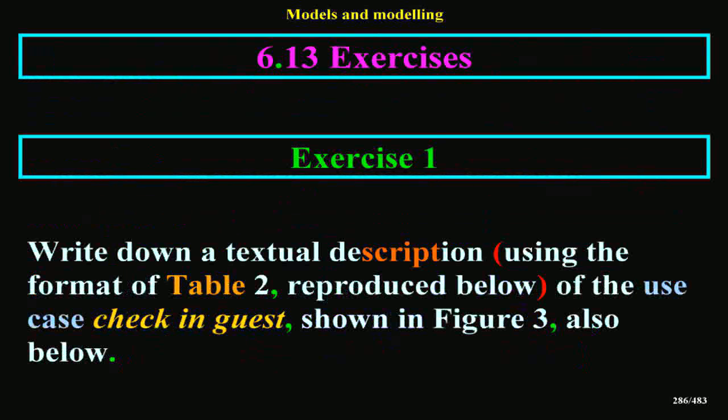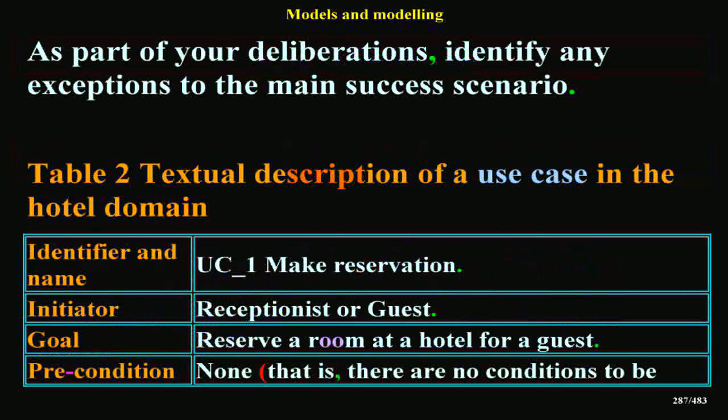6.13 Exercises. Exercise 1. Write down a textual description using the format of Table 2, reproduced below, of the use case Check and Guess, shown in Figure 3, also below. As part of your deliberations, identify any exceptions to the main success scenario.